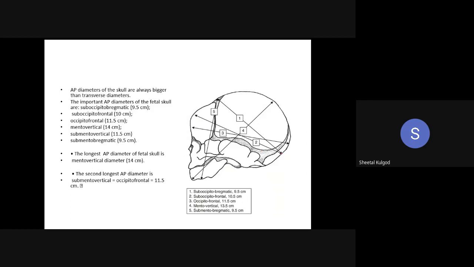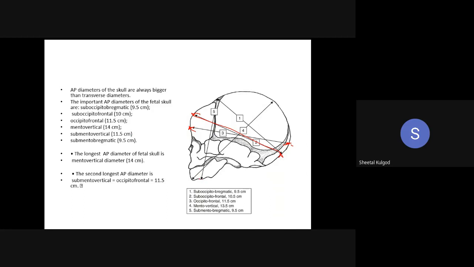The second one is the occipitofrontal, which extends from the occiput to the frontal bone, about 10 centimeters. Another one is the suboccipitofrontal, which is 10 centimeters. Then you have the mentovertical, which is the largest anteroposterior diameter of the fetal skull, that is 14 centimeters. The submentovertical is 11.5 centimeters.